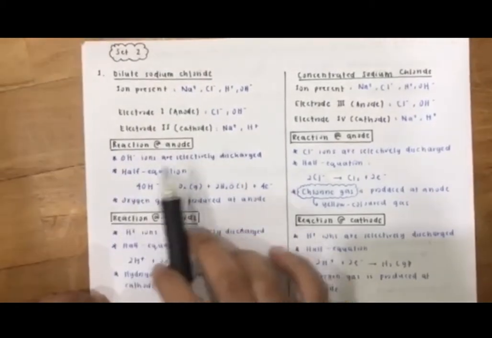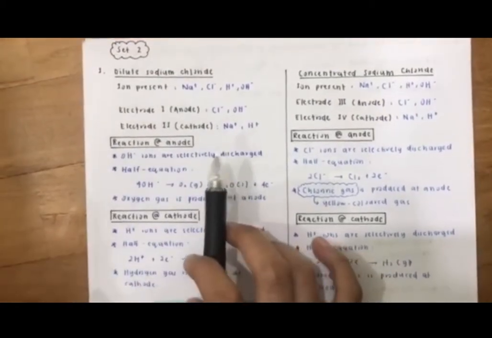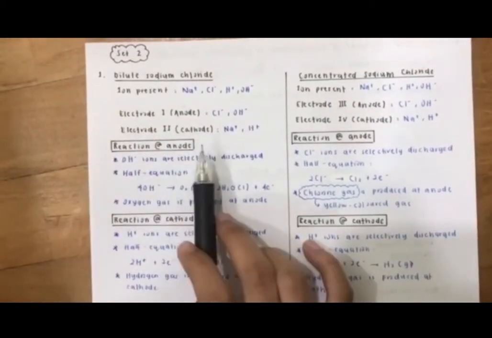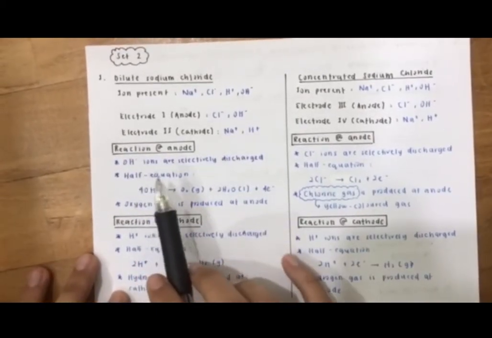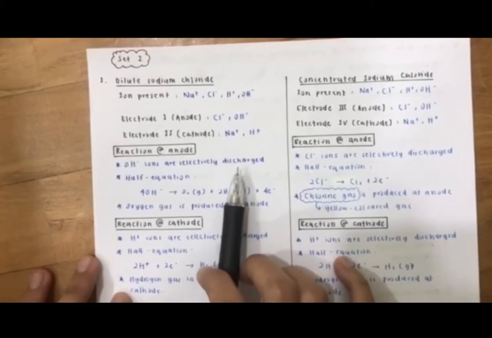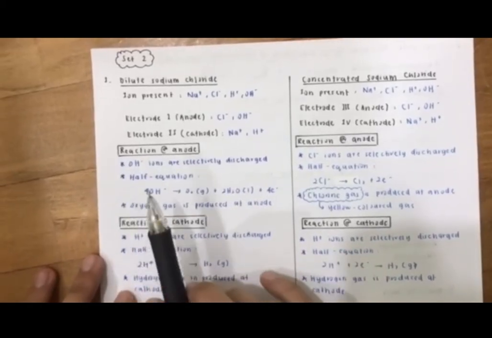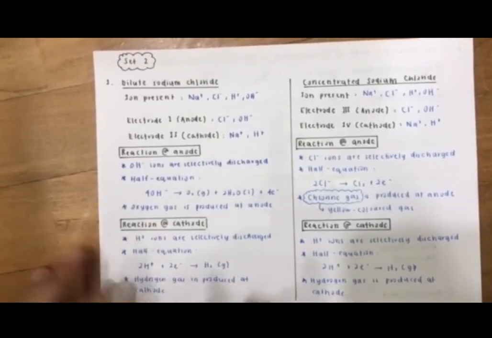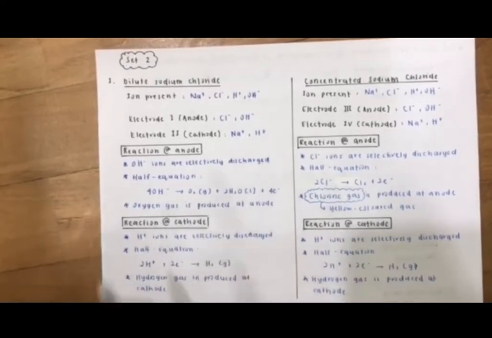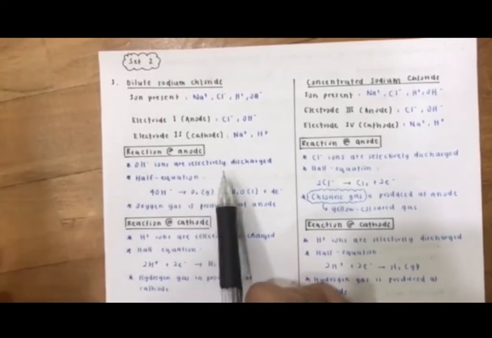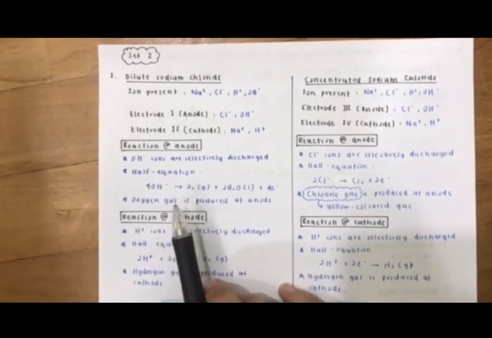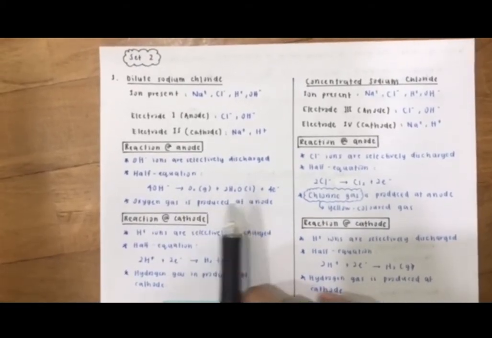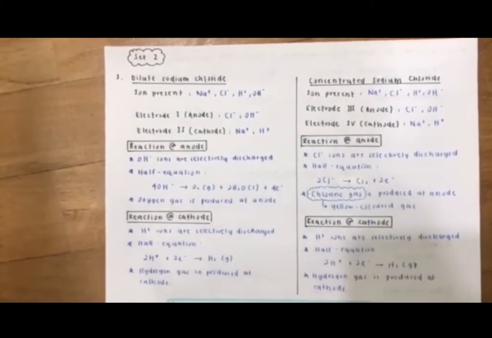And then we see the reaction that is occurring at the anode. So at the anode, we have Cl- and OH-. OH- ions are selectively discharged because the position of OH- ions in the electrochemical series is lower than Cl-. Thus, OH- ions are selectively discharged. And the half equation is OH- ions will produce oxygen and water. So oxygen gas is produced at the anode.